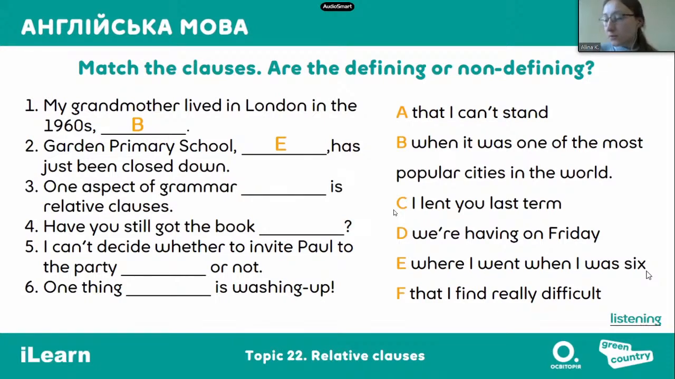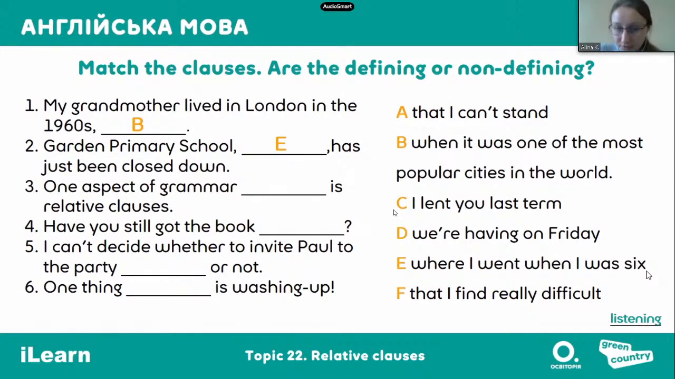Where I went when I was 6. Can we say that I went when I was 6? No, we cannot, because it is non-defining. It has commas. Бо в нас стоять коми, да? Ми не можемо використати that. Це не несе ніякої інформації. Це не defining clause.